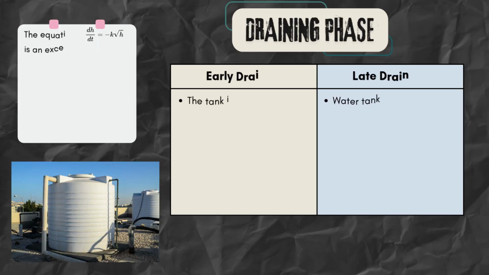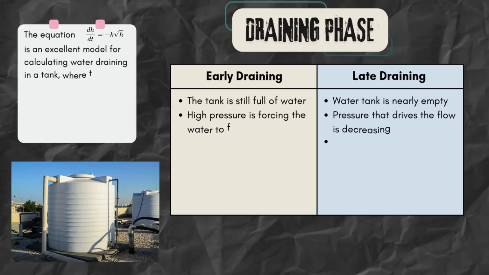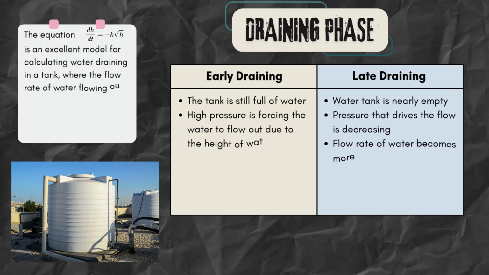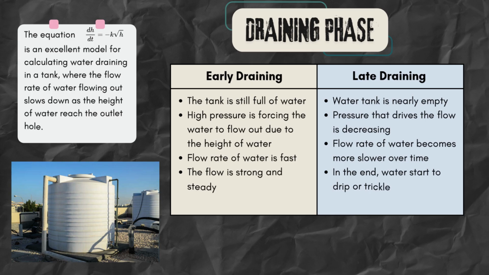The equation dh over dt equals negative k times the square root of h is an excellent model for calculating water draining in a tank, where the flow rate of water flowing out slows down as the height of water reaches the outlet hole. During early draining, the tank is still full of water and the height of water in the tank is really tall, creating higher pressure to force water out. As the tank continues to drain, water height becomes smaller, reducing pressure. As a result, the flow rate of water decreases and the water level drops more slowly.